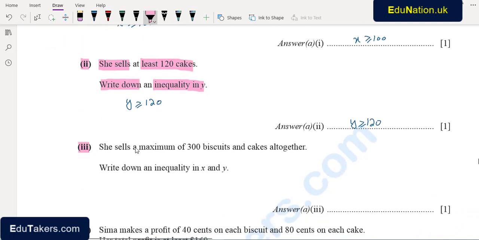Part 3. She sells a maximum of 300 biscuits and cakes altogether. Write down an inequality in X and Y. X plus Y is less than or equal to 300.